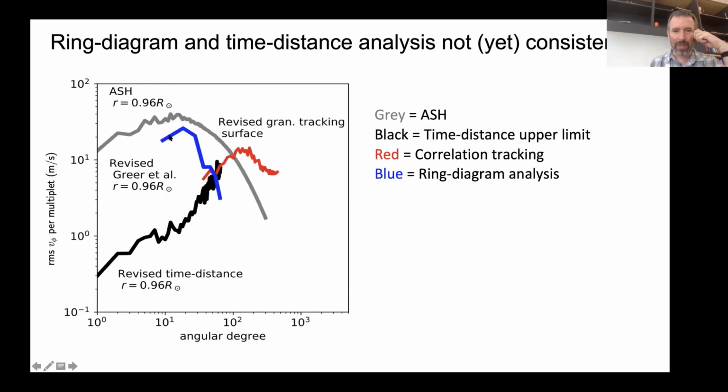And if you plot the curve that they get, you get this blue curve. So, tough. It doesn't agree with the time distance at the low L end. Yeah, there have been some newer measurements from ring diagrams that show a curve that looks closer to the time distance measurement. But there are still some things to sort out here, obviously.